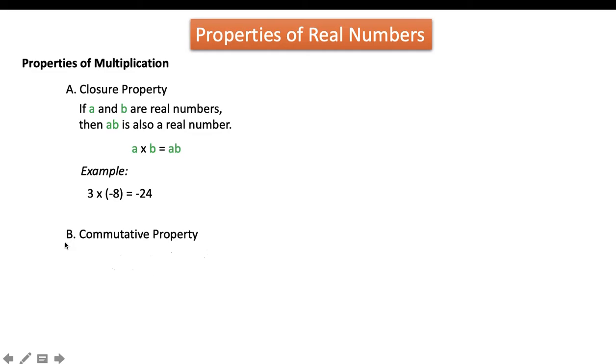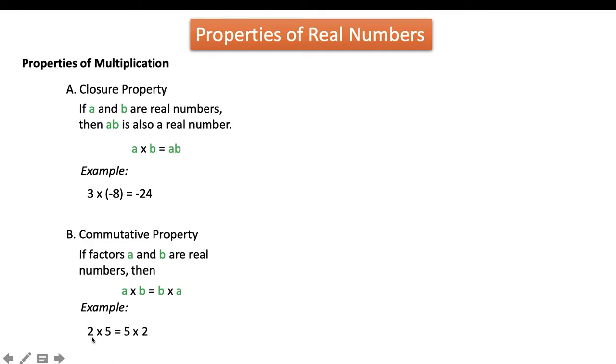Multiplication also has the commutative property, which says that if the factors a and b are real numbers, then a times b is just the same as b times a. So for example, we have here 2 times 5, that is just the same as 5 times 2, because the order of the factors will not affect its product. 2 times 5 is 10, 5 times 2 is also 10. So multiplication has the commutative property.